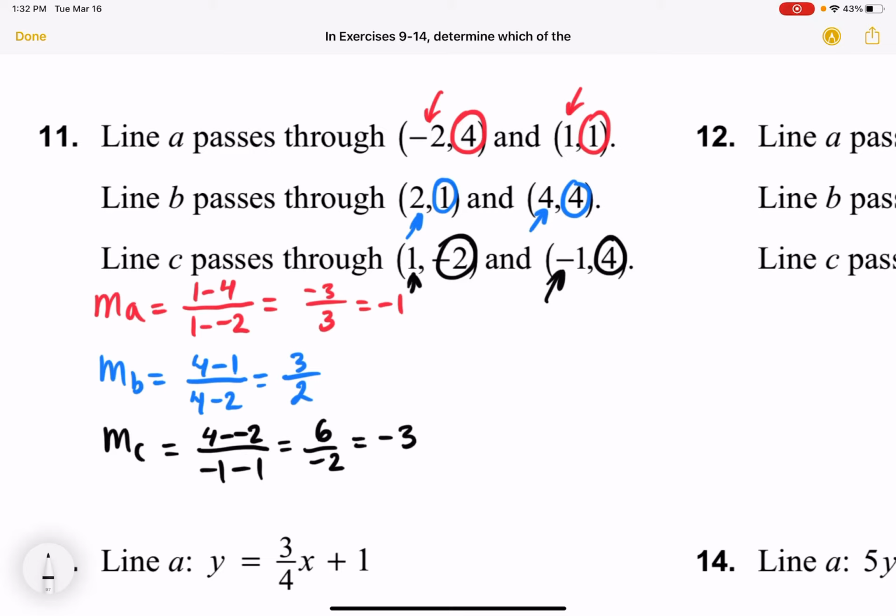So notice how in this set of lines, these lines are neither parallel nor perpendicular because the slopes are not the same and the slopes are not negative reciprocals. So no lines are parallel, no lines are perpendicular. So no parallel or perpendicular lines in this example.